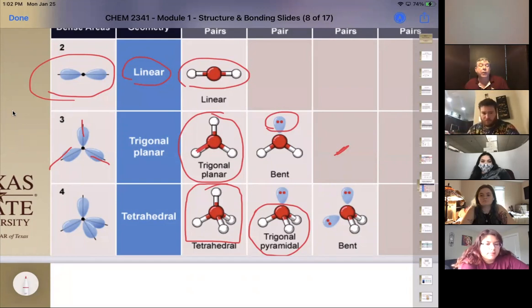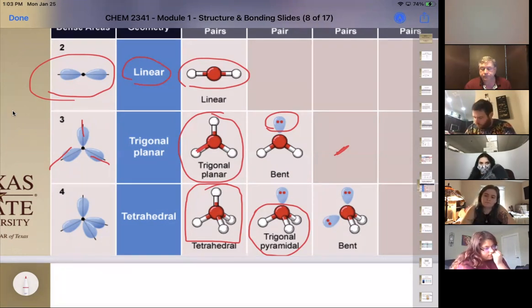Now, this is why water is bent and not a linear molecule, because it has 4 electronic domains, making it tetrahedral, but it has 2 lone pairs and only 2 bonds to atoms. Okay, when it has 2 lone pairs and 2 bonds to atoms, that gives us a bent molecular geometry. Okay, so having those lone pairs there is important to the molecular structure of our system.